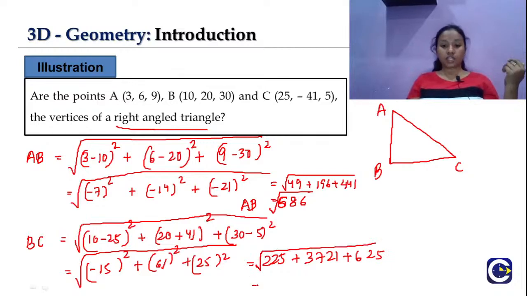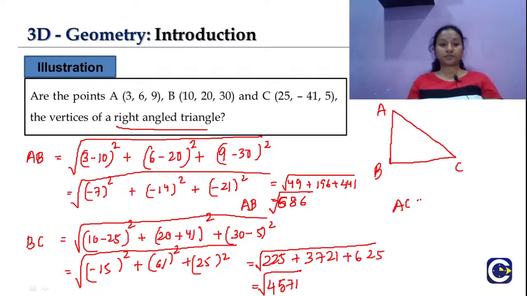So let's find the value. Summing here, it will be equal to root over 4571. Right, so let's figure out the last distance, which is AC.